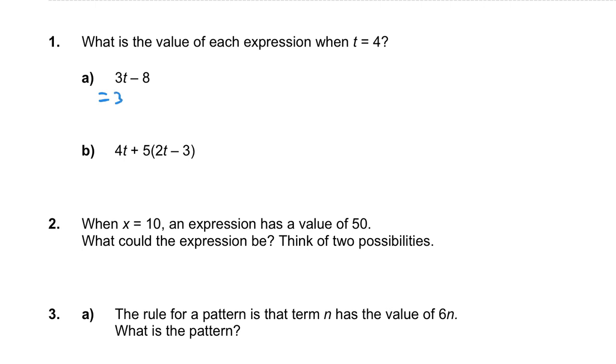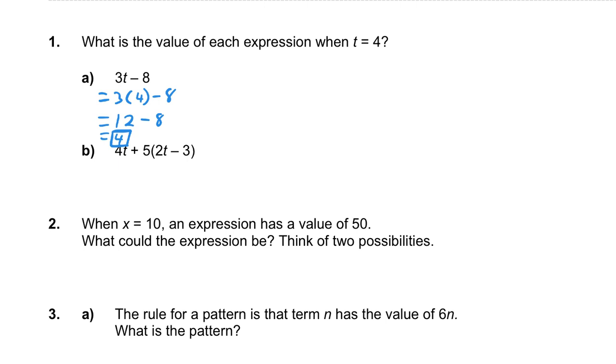So here we're just substituting a t with a 4, subtract 8. We do one step at a time. We do BEDMAS. Multiplication comes first, so we've got 12 minus 8, and the whole thing equals 4. And there's our answer. Next, we have 4t plus 5 times 2t minus 3.